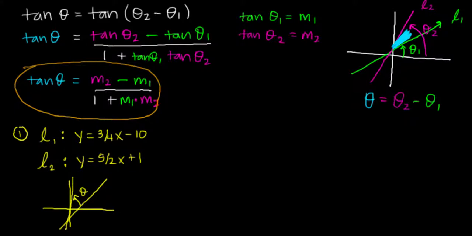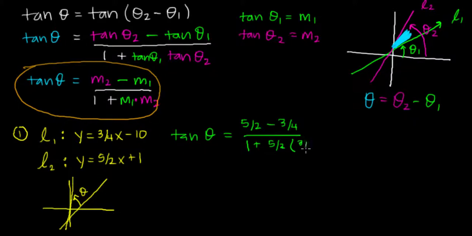Now we can ignore that and just say, okay, we're trying to find theta. So if I was to write out my equation, all I'd have to write out is the tangent of theta is equal to the second slope, 5/2, minus 3/4, slope 1, divided by 1 plus 5/2 times 3/4.